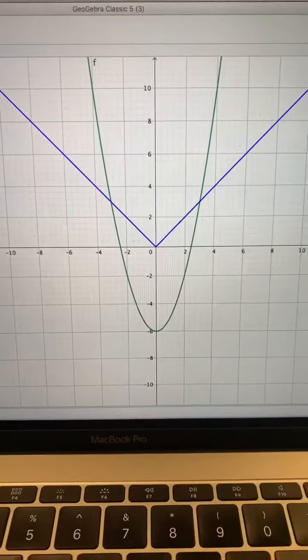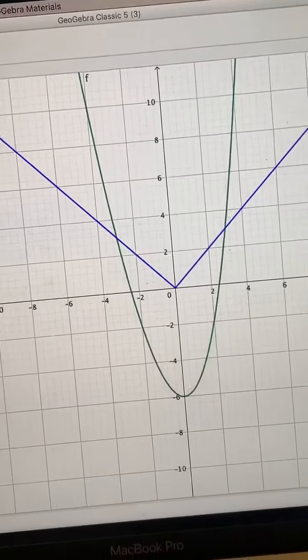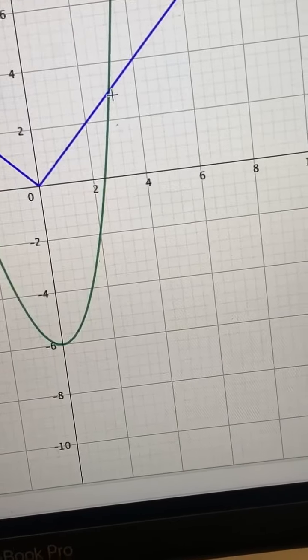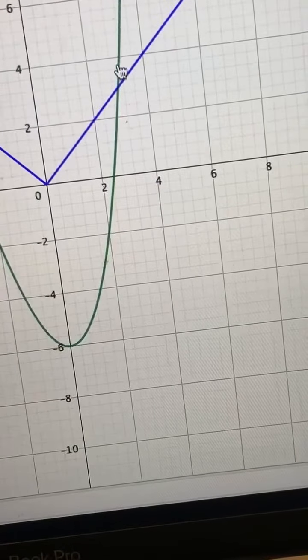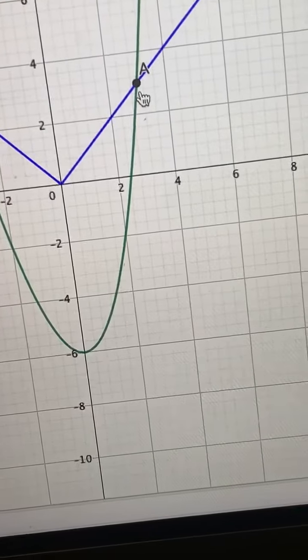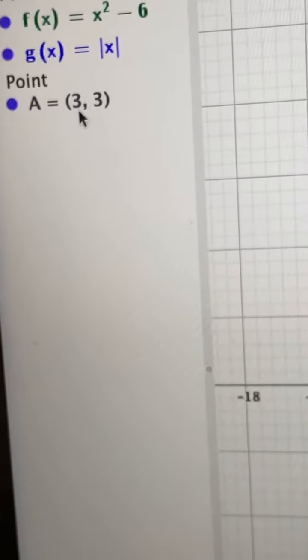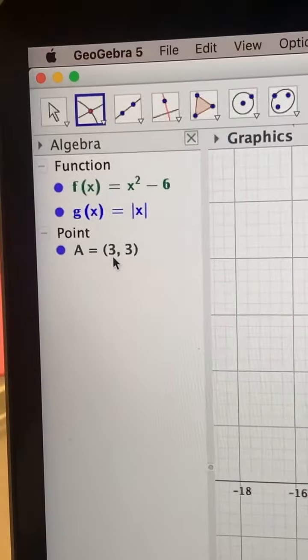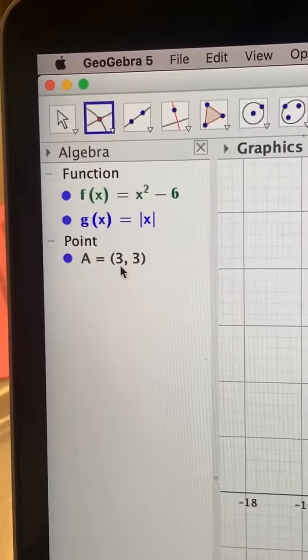Before I can set up the problem, I need to know where they intersect. The intersection I'm going to focus on is the one right here. See how I have a point A, that's the intersection, and it happens when x is equal to 3. That's very important. I'll show the steps on the board, but it's an important part of how we solve the problem.